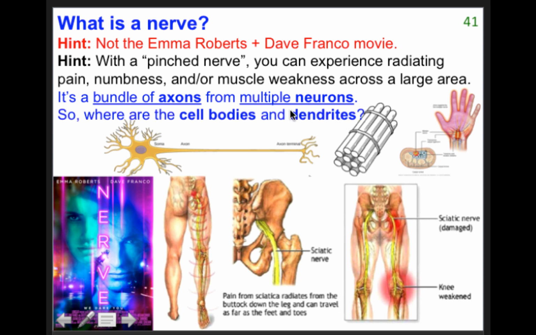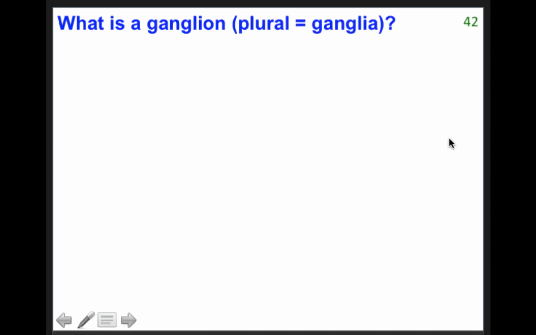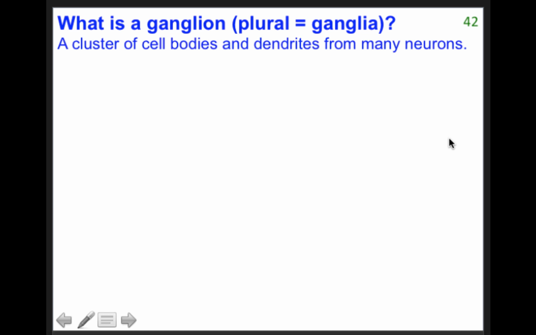And so the cell bodies and dendrites must be located somewhere else if the nerves only contain the axons. That's where we get ganglia, or singular, ganglion. A ganglion is basically a cluster of the cell bodies and dendrites of a whole bunch of neurons, and the axons usually extend away in a nerve. So why are ganglia important?